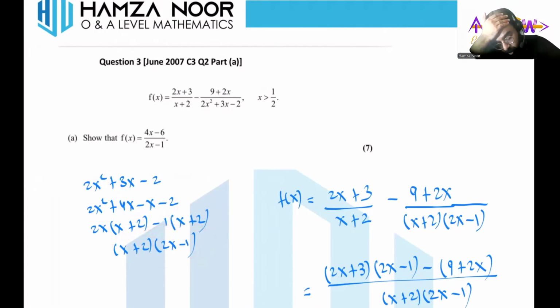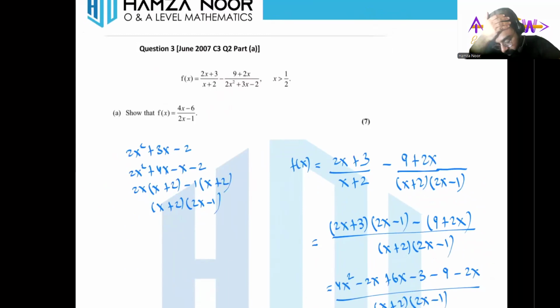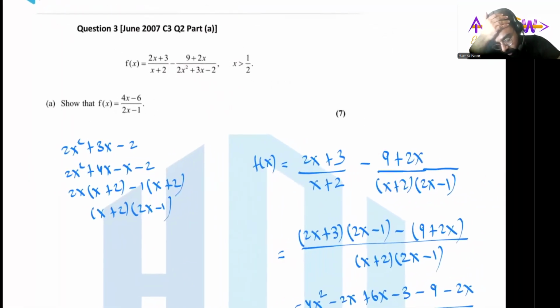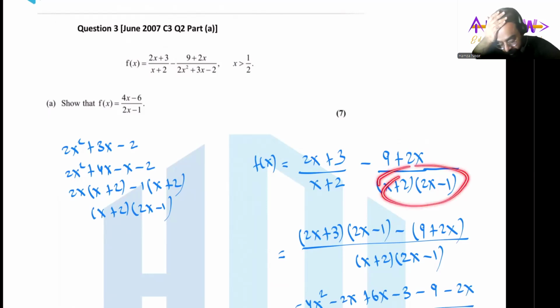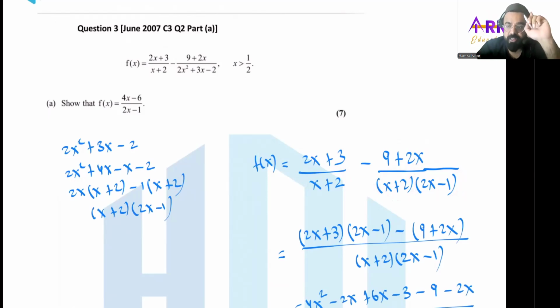So, therefore, f(x) would be something like this: (2x plus 3) upon (x plus 2) minus (9 plus 2x) divided by (x plus 2) multiplied by (2x minus 1). As we can see, (x plus 2) and (x plus 2) are exactly being repeated, so they will come once.